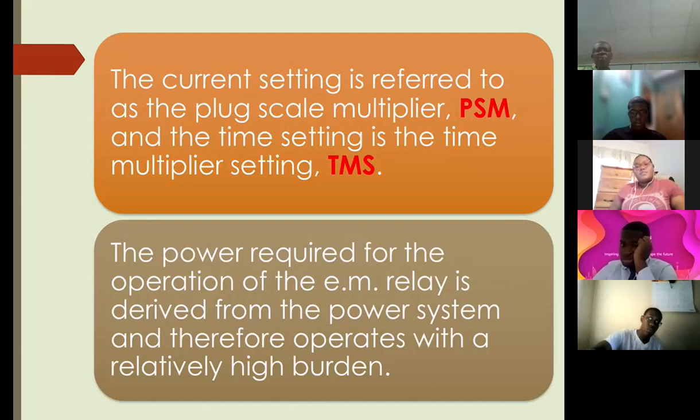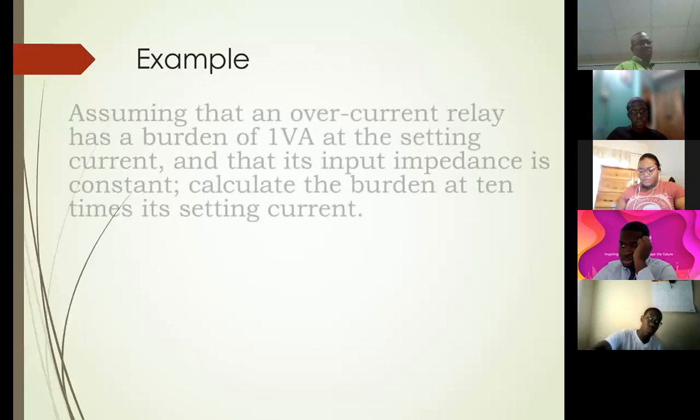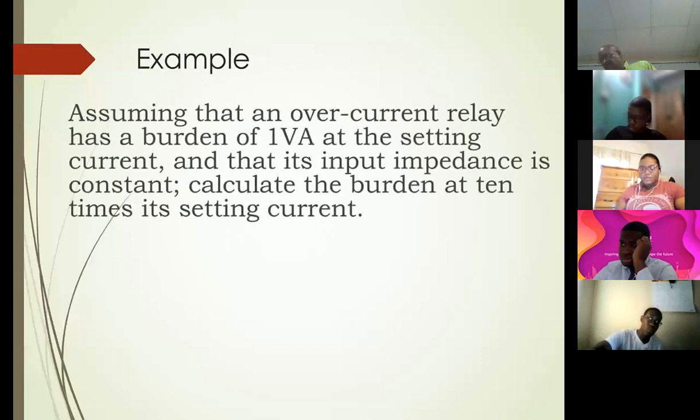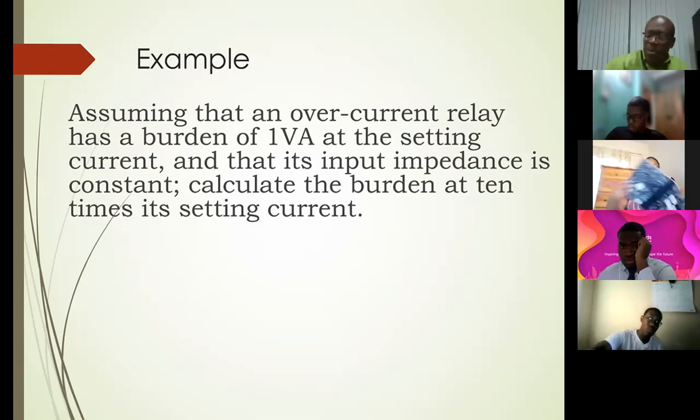The electromechanical relay derives power from the power system itself, and therefore operates with a very high burden. The example I'm about to show you, I'm the first to admit it's quite convenient, but anyway, you will get the picture. If we have an overcurrent relay, there's a burden of 1 VA at the setting current. So at the setting current, we have 1 volt ampere.